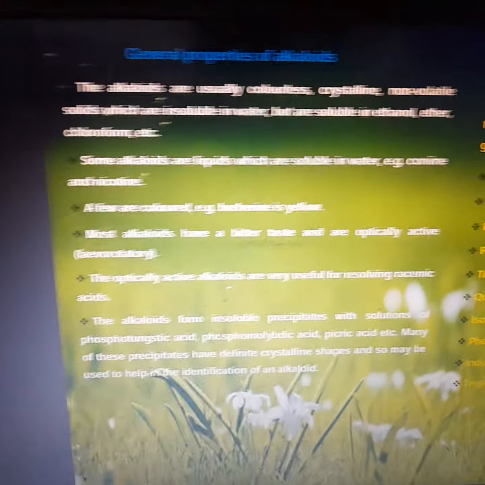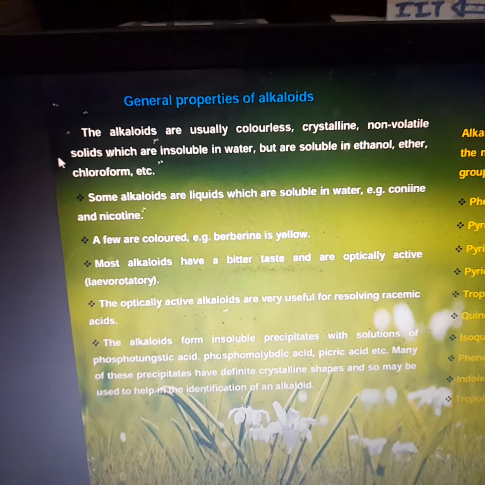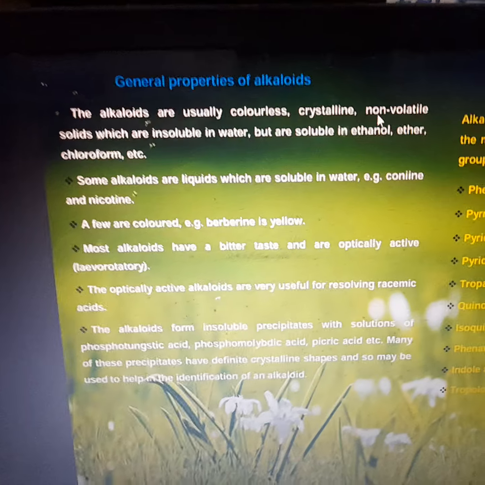General properties of alkaloids. So the alkaloids are usually colorless, crystalline, non-volatile. You know what about the volatile?